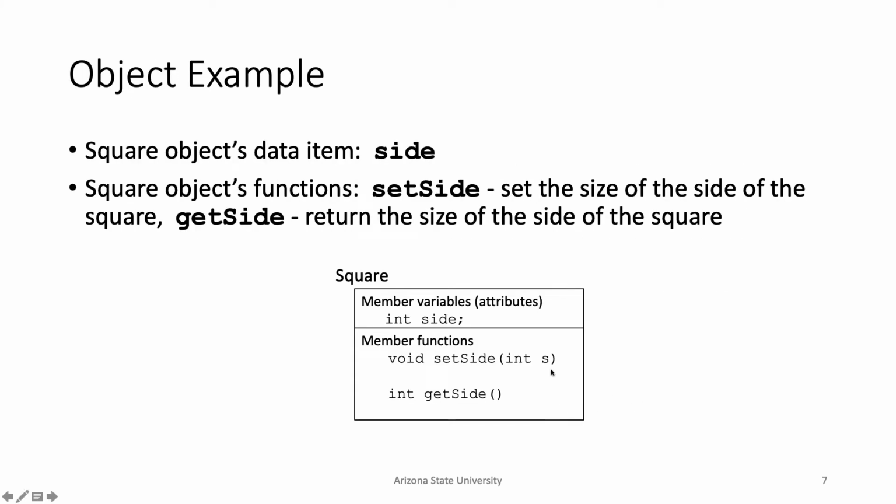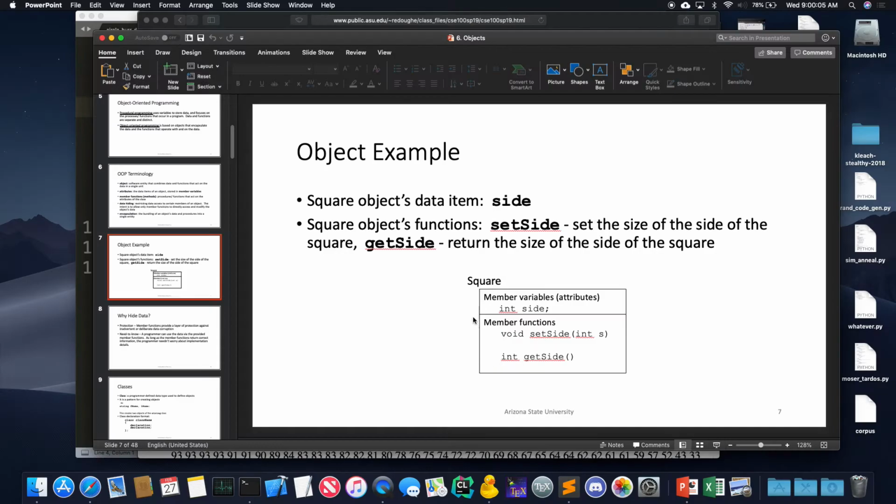Yeah, you could put a default here. But if you're trying to use the set side function, you're probably trying to change it from something other than the default, probably. But yeah, you could have a default parameter if you wanted to. So let's actually do an example.